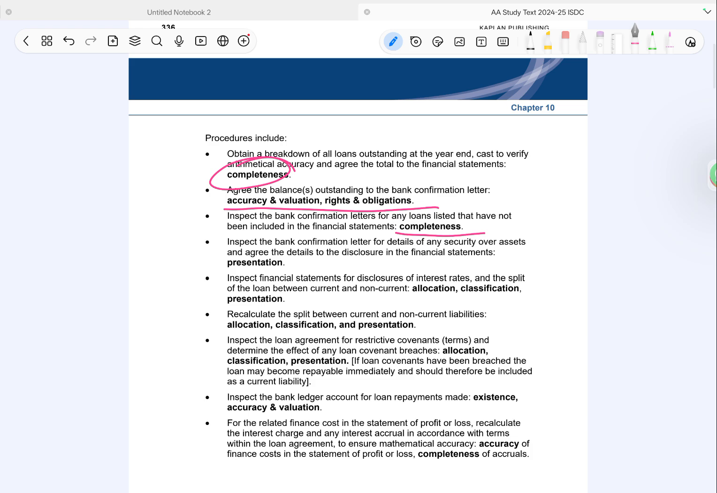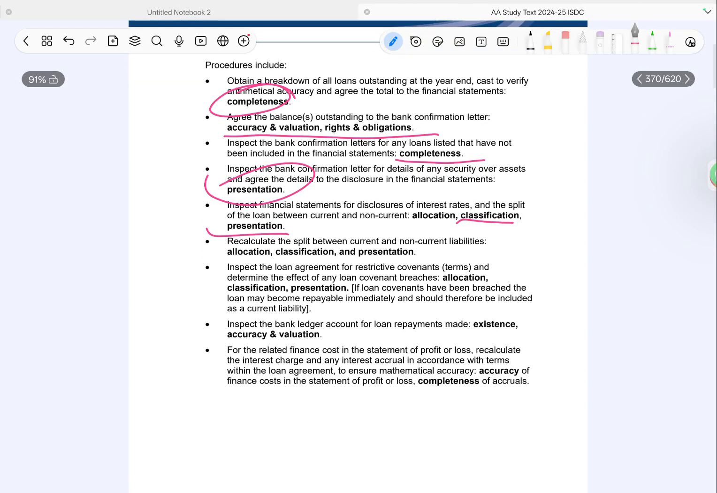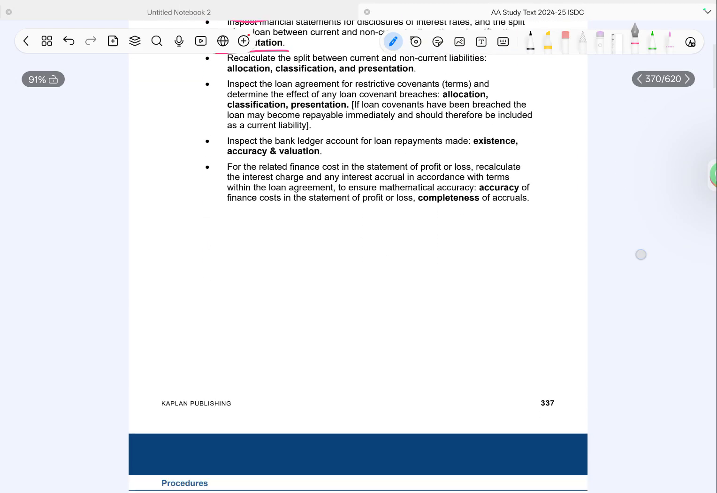The auditor should inspect details of any security on loans and ensure proper disclosure in the financial statements. It's also important to review disclosures like interest rates and the split between current and non current liabilities, ensuring correct classification and presentation. Recalculating this split is essential, especially if any loan covenants have been breached, as this may require the loan to be classified as a current liability. The loan agreement should be reviewed for such terms and their impact. Additionally, inspect the bank ledger for repayments made to confirm existence and accuracy. Finally, recalculate interest expense and accruals based on the loan agreement to ensure the finance costs are complete and mathematically accurate.